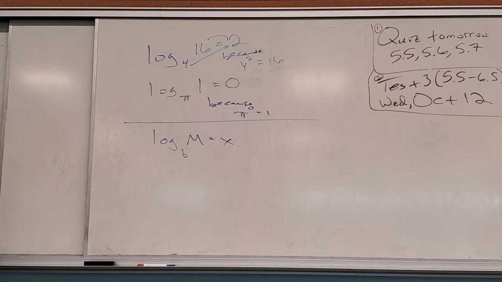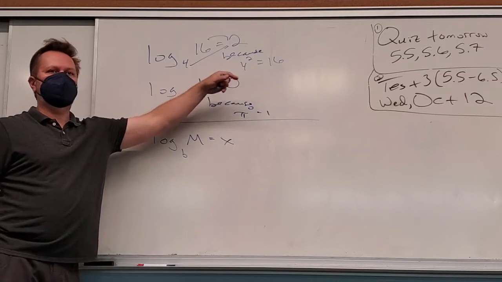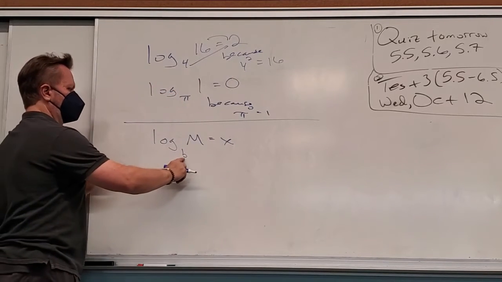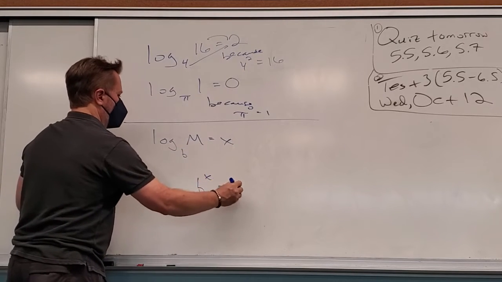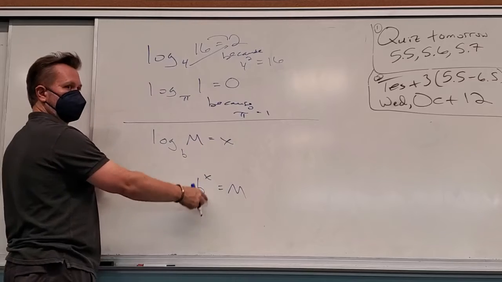Can anybody write that in exponential form? Right now it's in logarithmic form. Can you make that into exponential form? It's basically the same thing we just did here. Right? What must be true? B to the x power is m. That is what this means. Right?